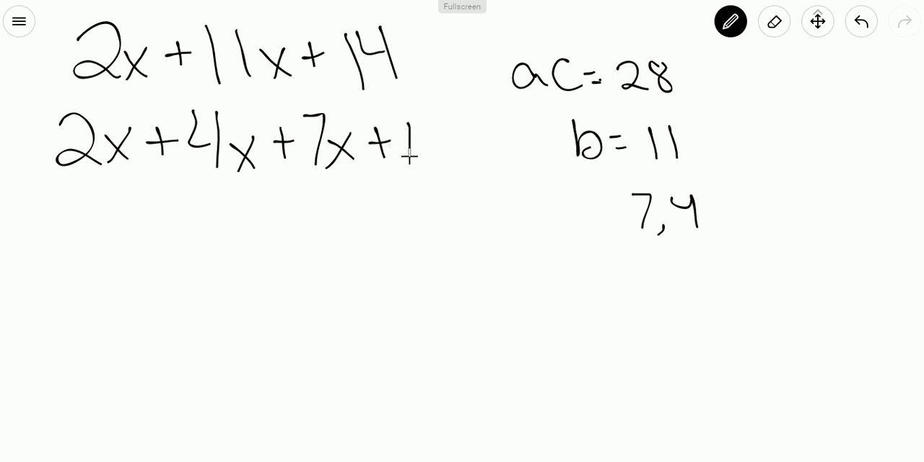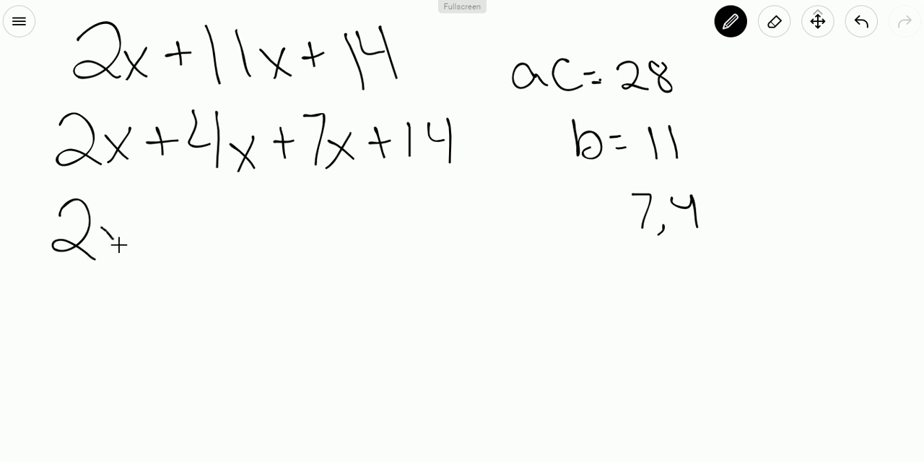Okay, plus 14. Now, the reason I wrote it backwards, ideally, these first two terms we're going to want to group together, and then the last two terms we want to group together. We want to group them together as far as which ones have common factors. So if you see that this 2x squared and this 4x, they both have a common factor of 2x. The 7x and the 14 both have a common factor of 7. I'm doing this because now I'm going to pull out that common factor.